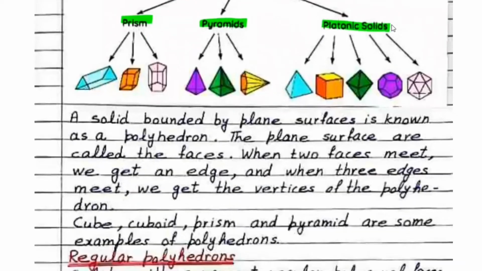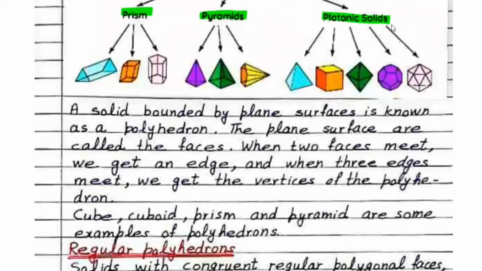So children, a solid bounded by plane surfaces is known as a polyhedron. The plane surfaces are called the faces, right? When two faces meet, we get an edge. And when three edges meet, we get the vertices of the polyhedron, right? Children, cubes, cuboids, prisms, and pyramids are some examples of polyhedrons.